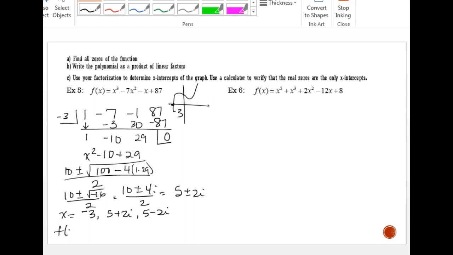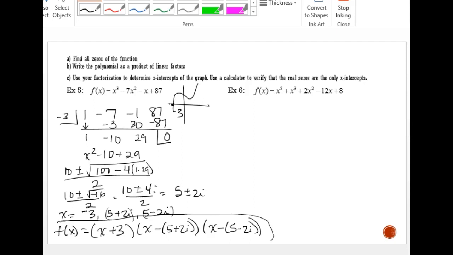So then I write them as factors. Write the equation as a factorization, so I'll go x plus 3. Now be careful with these guys, okay? These guys work together, so you go x minus 5 plus 2i, and then x minus 5 minus 2i. It's a little tricky, feels a little redundant, but that's really your answer. So you have one x-intercept, and that is reflected in your factorization. You have 2 imaginaries and 1 real.